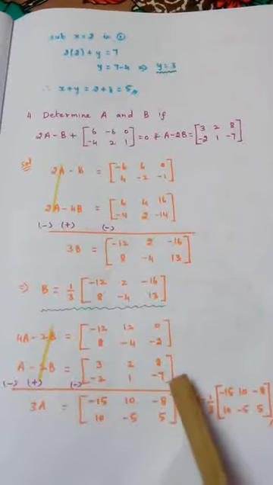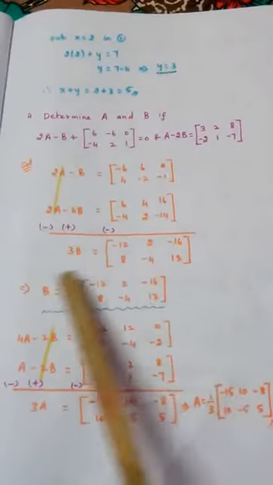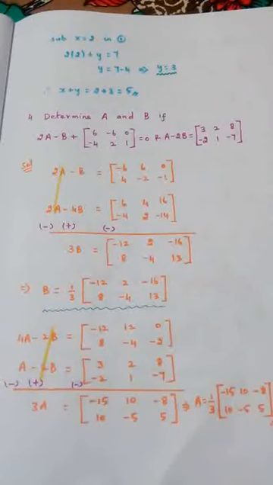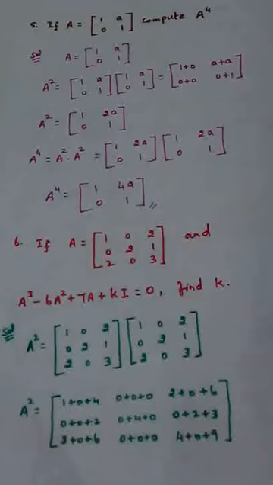So this is matrix A and this is matrix B. Hope you will understand. It is almost the same thing that we do in algebra to solve two equations. These are nothing but matrix equations. In the same fashion we are solving it, right? Going to the next sum.